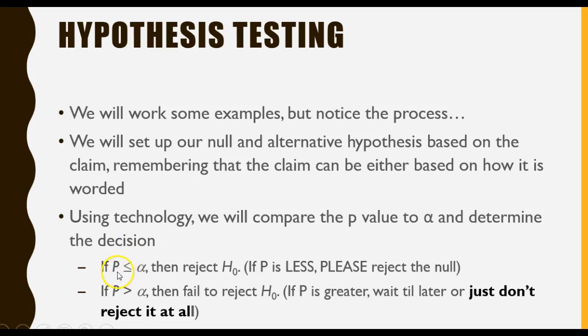What we're doing there is if the p-value is less than or equal to alpha, we reject the null hypothesis. If p is less, please reject. Think of that. P less looks like please. If p is greater than alpha, then fail to reject. In other words, if p is greater, wait till later, or just don't reject the null hypothesis. P is less, please reject. P is greater, wait till later, and don't reject it.